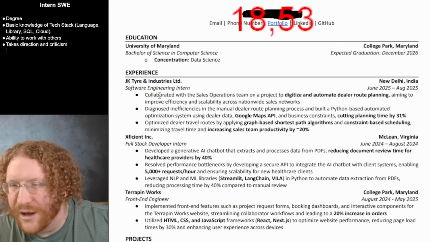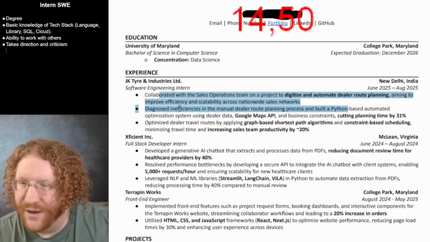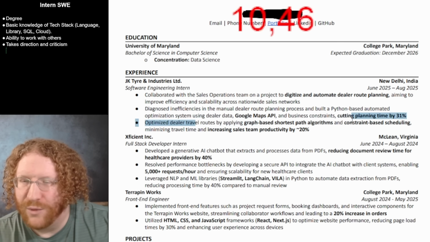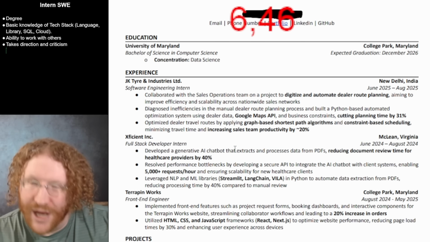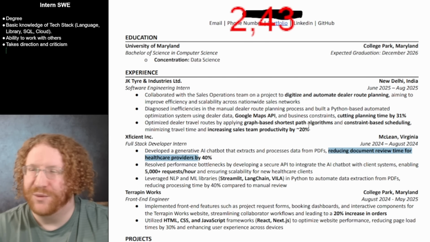Okay, degree, good. Collaborated to digitalize dealer, don't care. Okay, Python at least, I don't care. API at least I need. What is this? What is this junk? This is completely irrelevant. AI chatbot is relevant. Okay. What is this? Okay, yeah, this would be a decline.